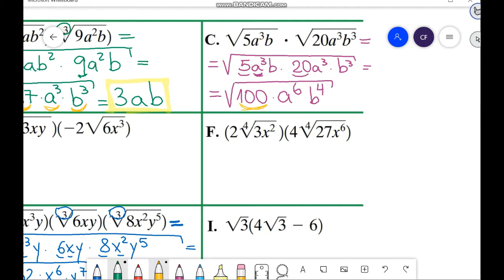Square root of 100 is 10. Square root of a to the 6th, you're going to divide the exponent by the index, so it is a cubed. And the square root of b to the 4th, divide 4 by 2, 2, so b squared. The answer is this. Letter C.